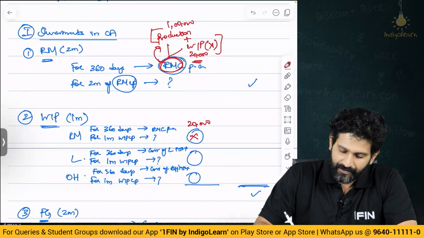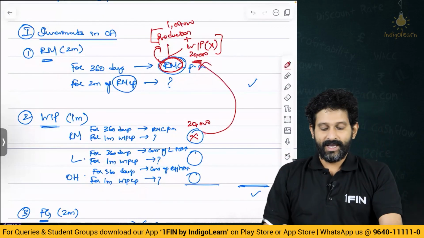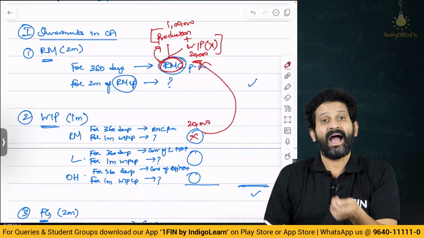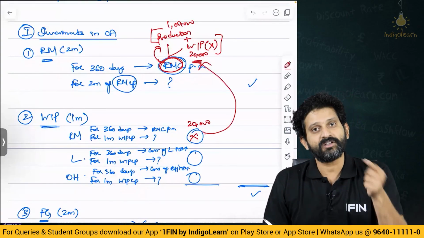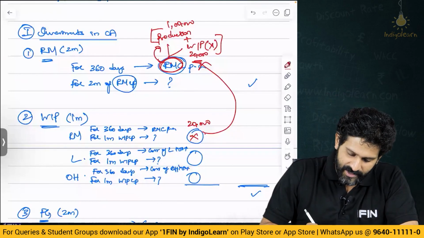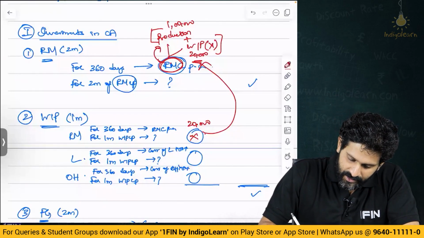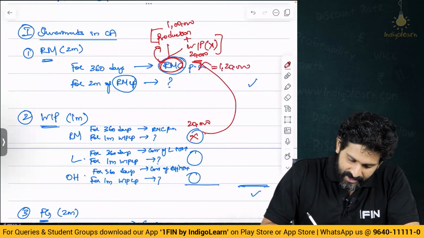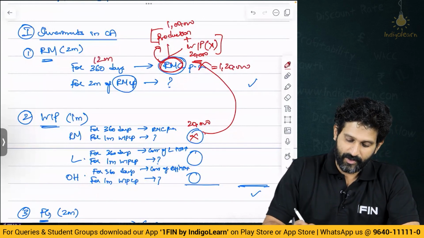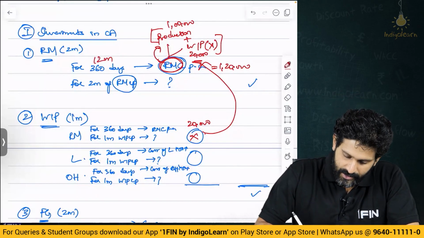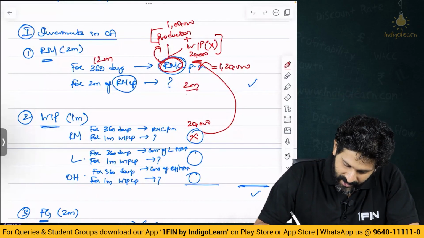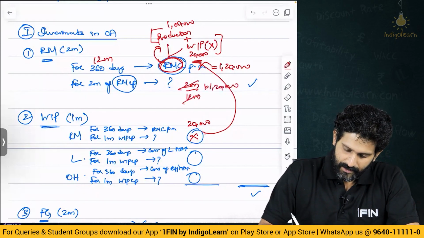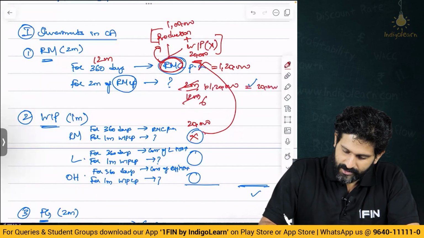Where does 20,000 come from? It comes from here. The closing stock of raw material in work in progress will have to be added to the raw material consumed per annum along with the production to arrive at raw material consumed per annum. Now, this becomes 1 lakh 20,000. So for 12 months, it is 1 lakh 20,000. Therefore, for 2 months, how much is it? 2 months by 12 months into 1 lakh 20,000. That is by 6. Therefore, this will be 20,000.